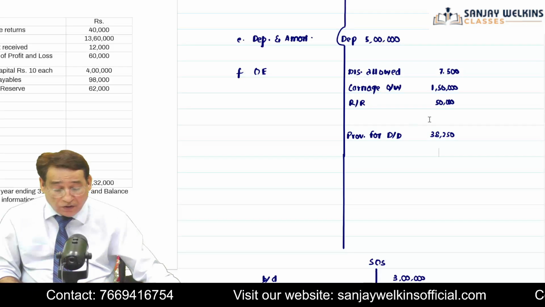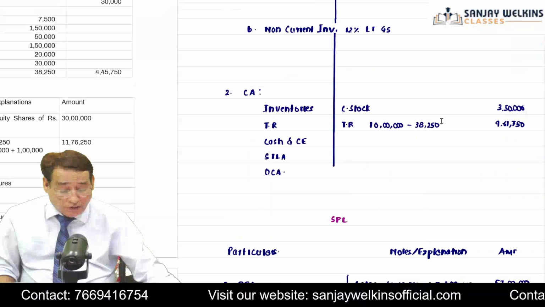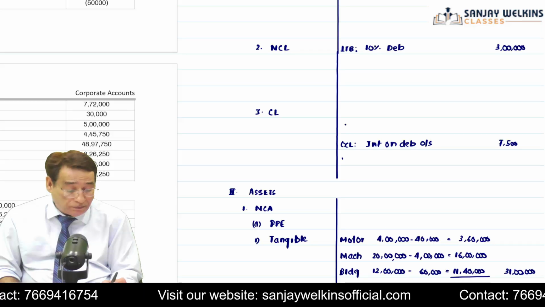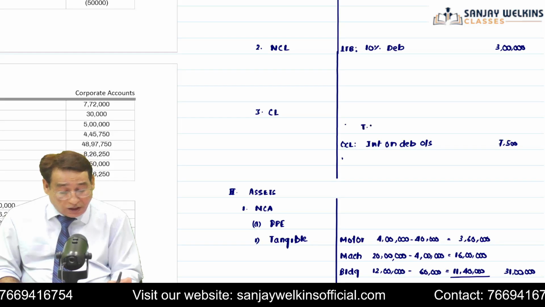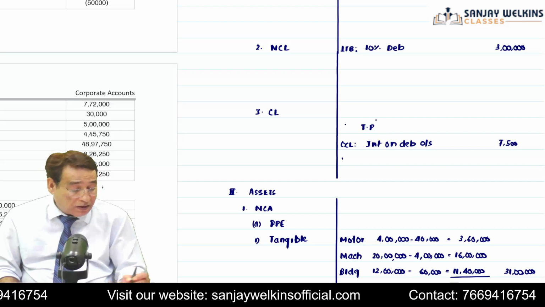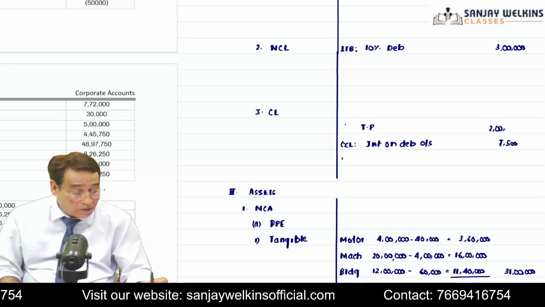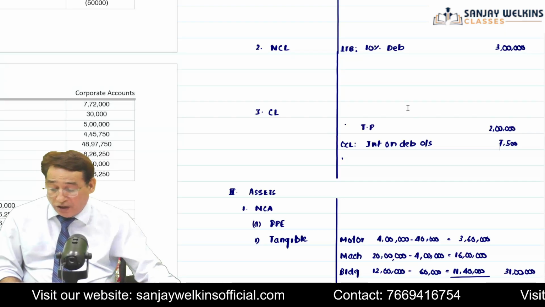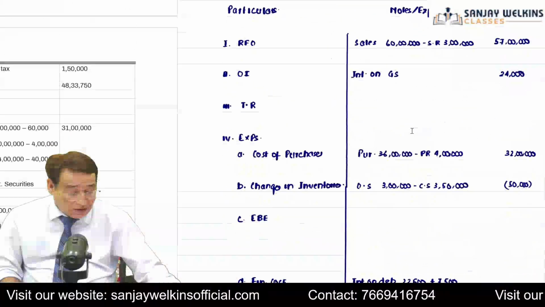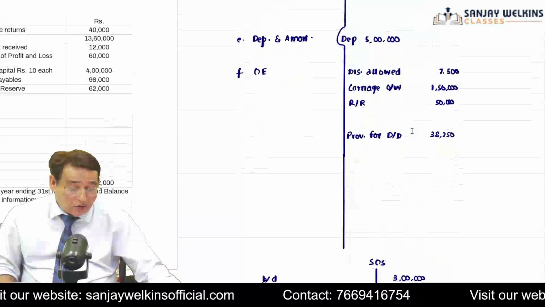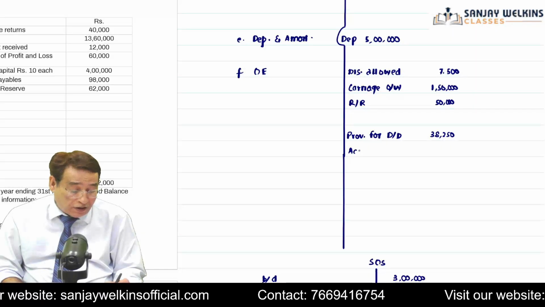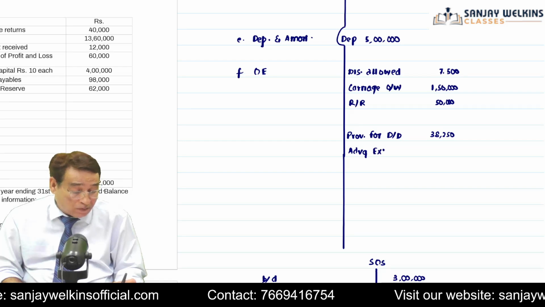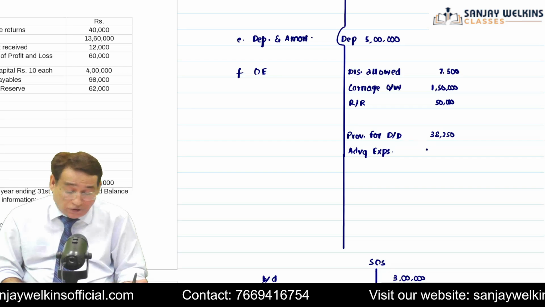Then we have trade payables. Trade payable is equal to 2 lakh. So I will be writing trade payable, which in this particular case is given to us as 2 lakh. Is it clear to you? After trade payable, again we are given advertisement expenses. So advertisement expenses I will put over here. Advertisement expenses will be 1,50,000.